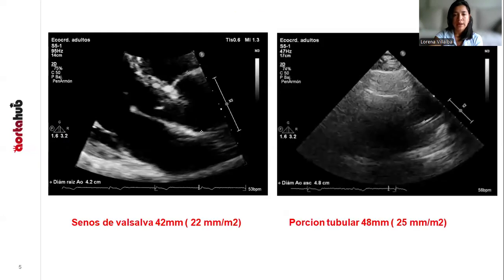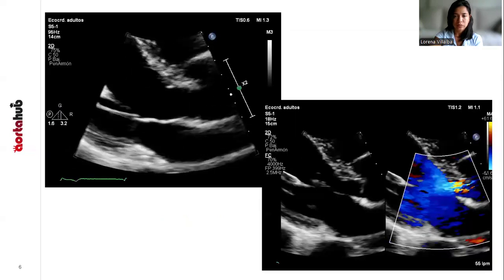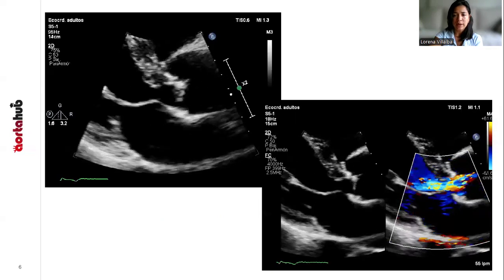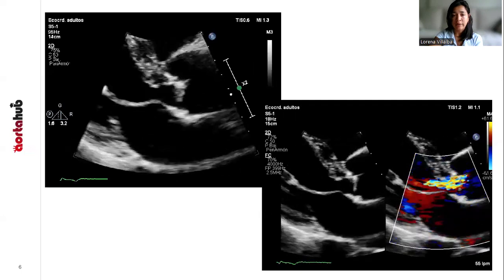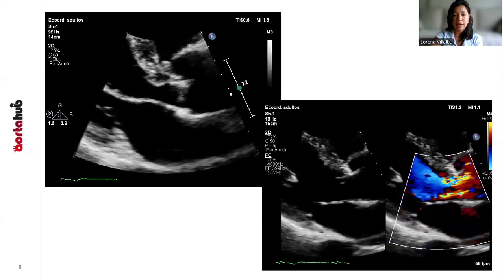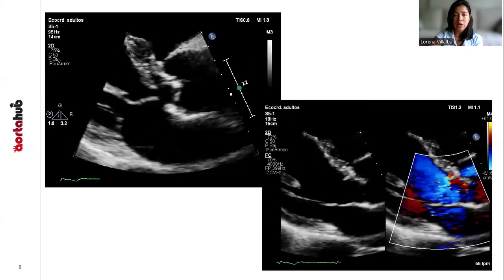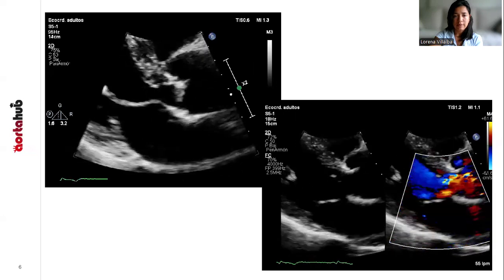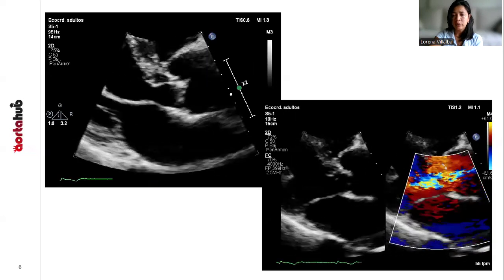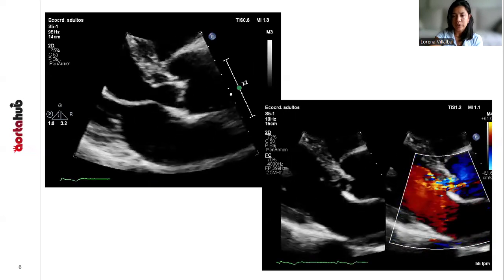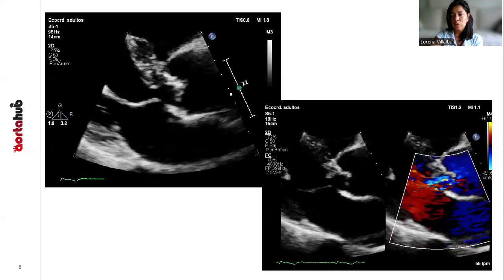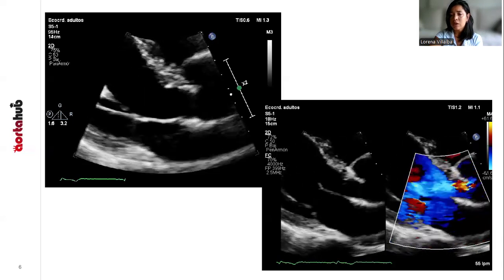These two images show the dimensions taken at the level of the Valsalva sinuses, and at the tubular portion of 40, it's 8 millimeters. This is a zoom at the level of the aortic valve and the mitral valve, where a slight fibrosis can be evidenced in the two-dimensional image, predominantly of the right coronary valve, and in the color flow, an aortic regurgitation jet can be evidenced with a predominantly central jet and eccentric jet.